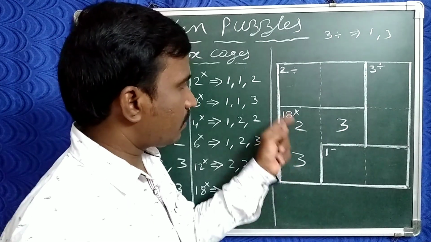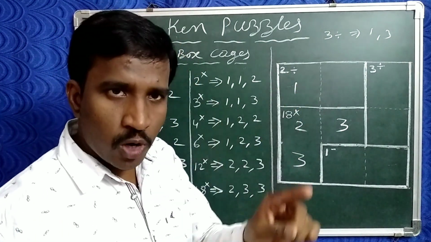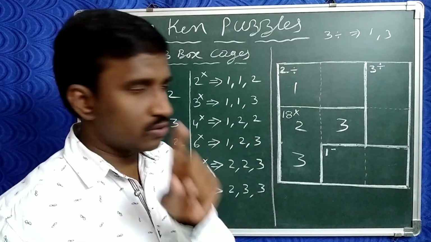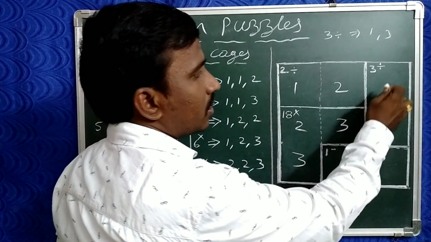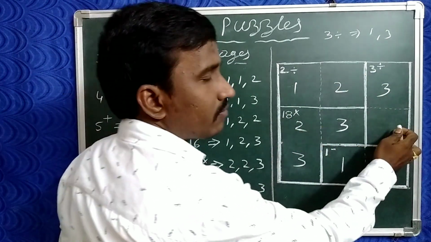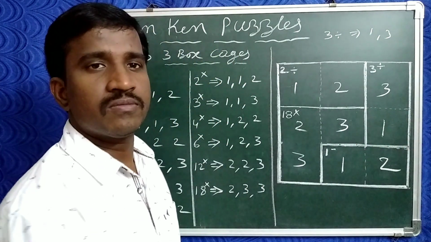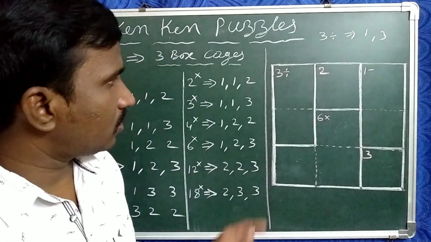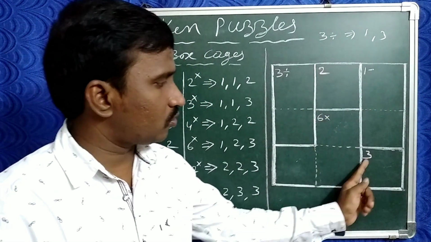Here what is the next number? 1. So 2 divided by means only one possibility: 2 divided by 1. So that's why the rest of the number will be 2. So next number 3. Next number here 1. Here next number will be 1. Here next number will be 2. Simple. Friends, now check another one. 3 divided by, 2, 1 minus, 3 into, 3.